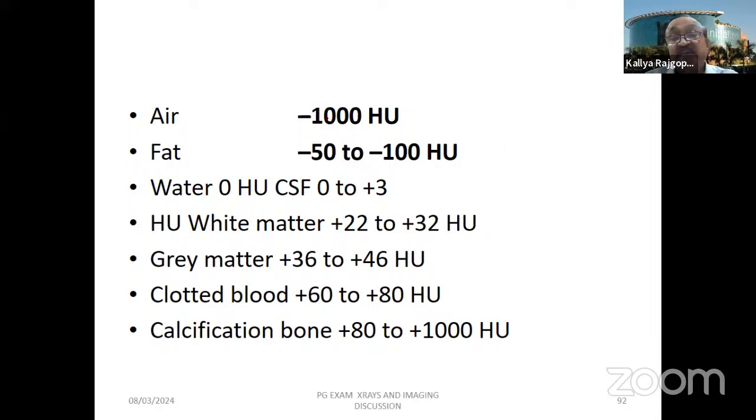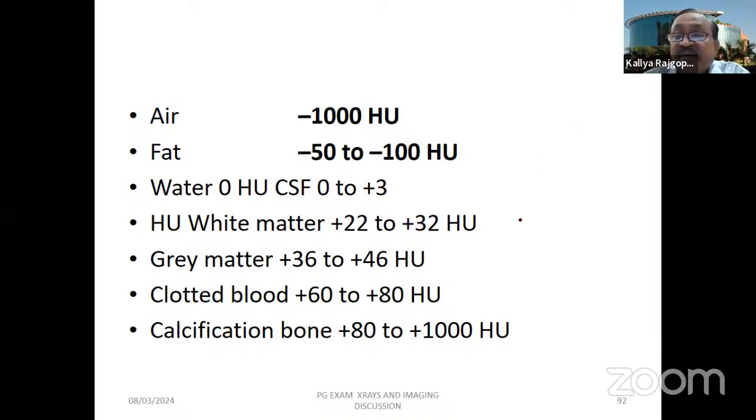Then fat. Whenever you are given a picture, subcutaneous there is always fat. So you can compare how bright the fat is, how much is the air, minus. See, this minus is air and fat. Rest, you can see the range starting from water, 0, up to calcification of bone, which is 1000 Hounsfield units. In other words, gray matter of the brain, clotted blood.